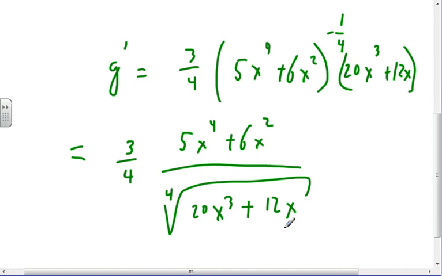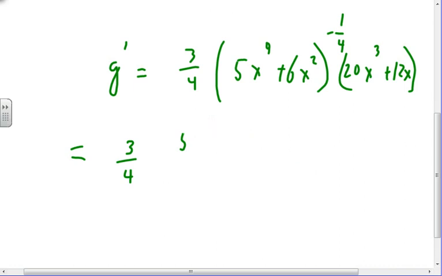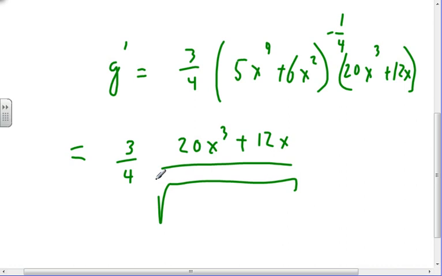I want a 5x to the fourth minus. Now, how did that? What did I do? Where's the undo button? Oh, there we go. Undo, undo, undo, undo. All right, do it again. Okay, so I've got that. I've got 20x cubed plus 12x divided by the fourth root of 5x to the fourth plus 6x squared.